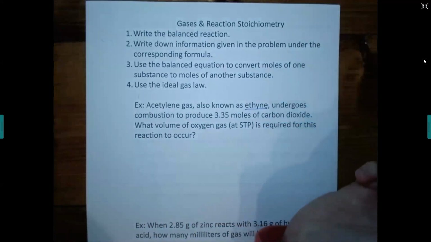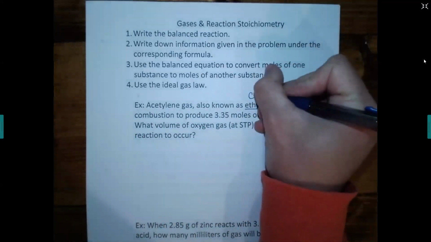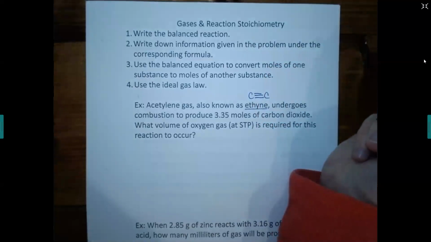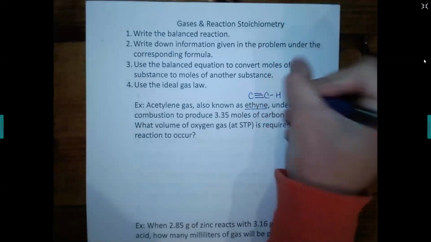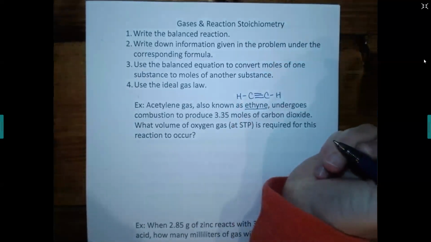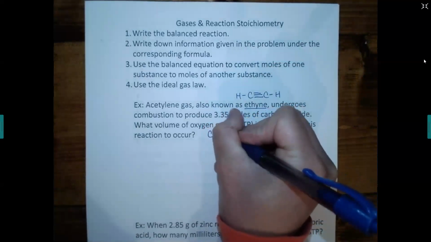So if you remember from our organic chemistry lessons, eth means two carbons. Ine means those two carbons are joined together by a triple bond. And then you have a hydrogen on each carbon as well. So the formula for that is C2H2.